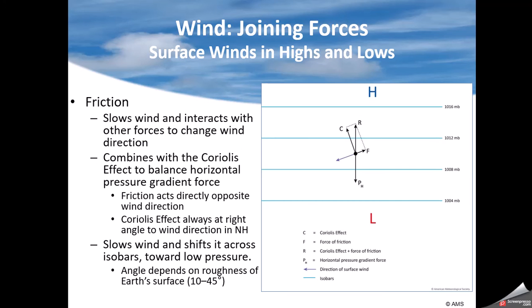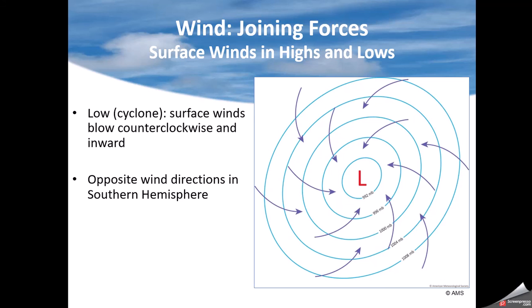Friction. Friction slows the wind. So it changes both the Coriolis force, because it's slowing the wind down, and the speed the wind flows. What it does is cause winds to blow inward toward low pressure and outward away from high pressure. That's basically what the friction does. So you can see in the low, the winds are going to curve inward towards the center of that low.